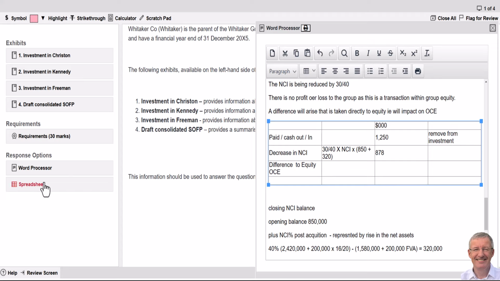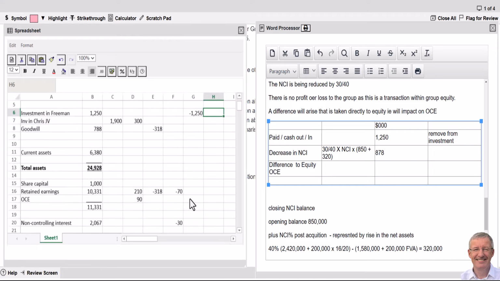So the NCI is going down by 878. And then you've got a difference. You can work out the difference between those two numbers here. You've paid a lot more than the NCI has gone down. You've paid an extra 372.